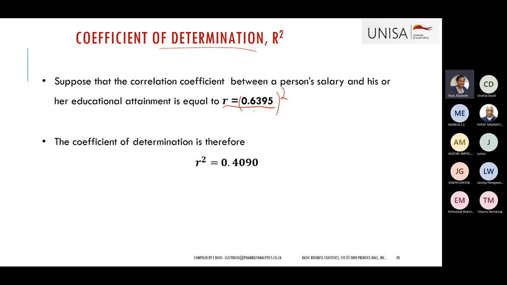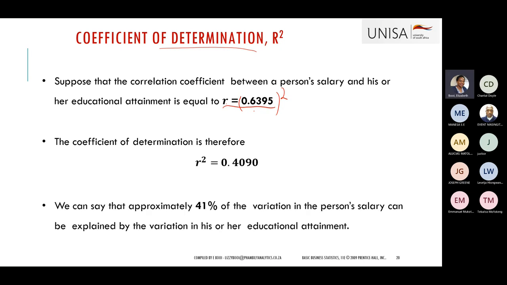0.4090. And how do we interpret that? We can say that approximately 41% of the variation in the person's salary can be explained by the variation in his educational attainment. So from getting a coefficient of correlation, we can just calculate the coefficient of determination to determine what percentage of the total variation in the person's salary can be explained by the variation in his educational attainment.